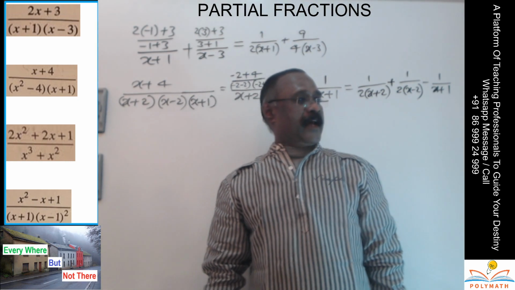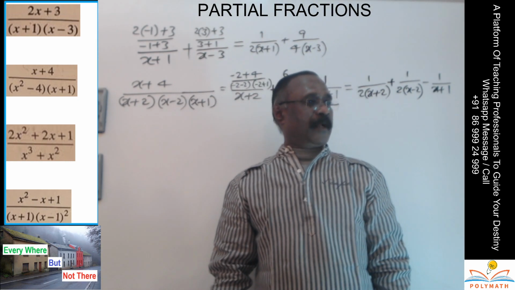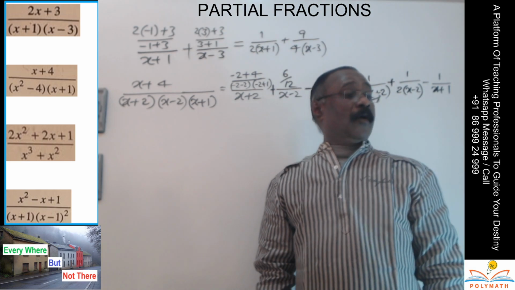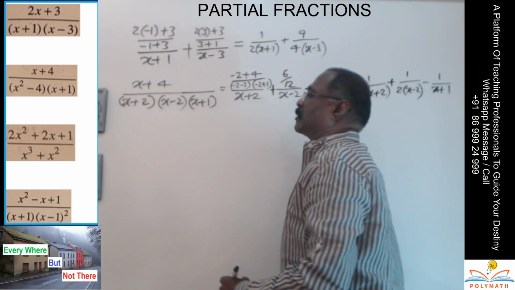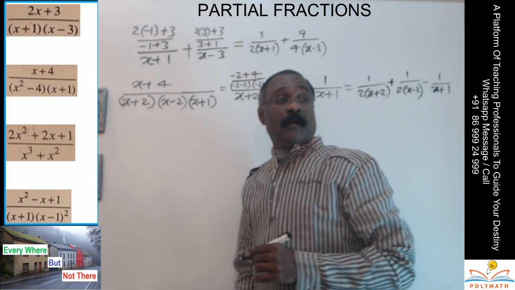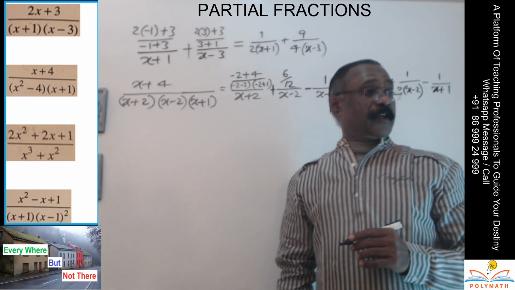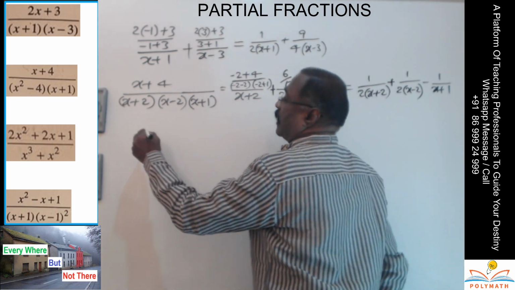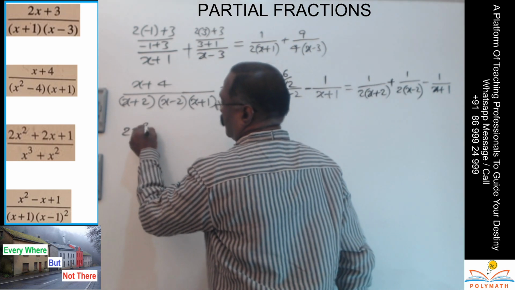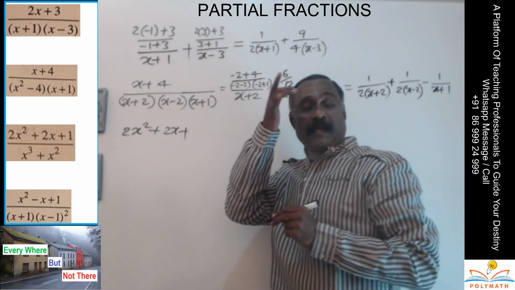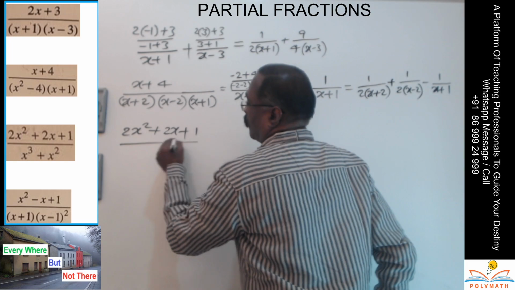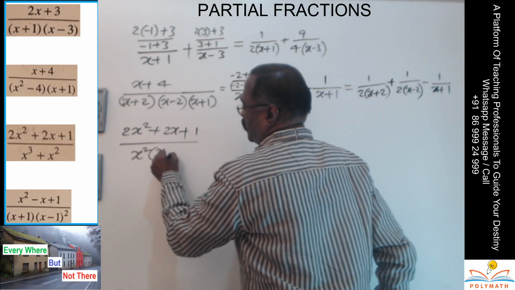Let us go to the next one. 2x square plus 2x plus 1 by x cube plus x square. What can be taken common in the denominator? x can be taken common. Let me write the entire fraction so that you will also be comfortable. 2x square plus 2x plus 1 divided by x square into x plus 1.